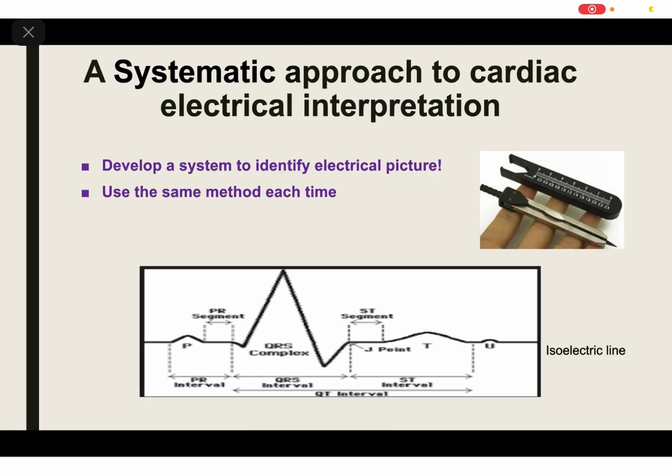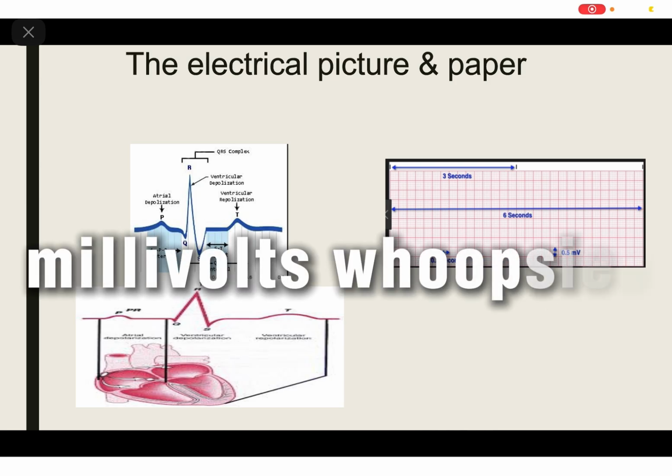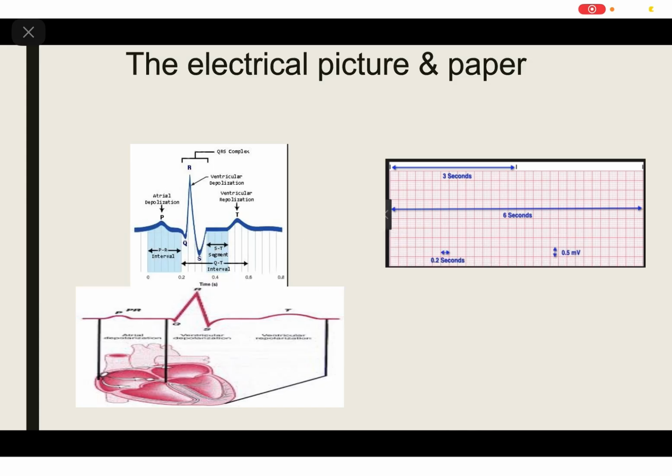So use the same method every single time that you look at an EKG, and stick with it, okay? So here we have our paper. We have a 6-second strip that's on the right-hand side. All those little boxes have milliamps of conduction on the vertical, and then on the horizontal is seconds, is time. So as you move right, you have time. As you move up, voltage, positive or negative voltage, okay?